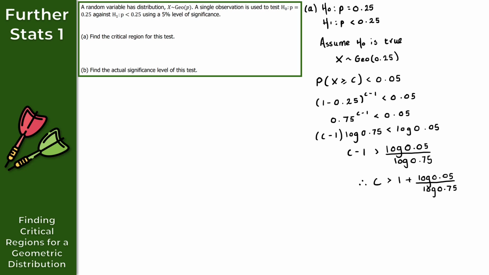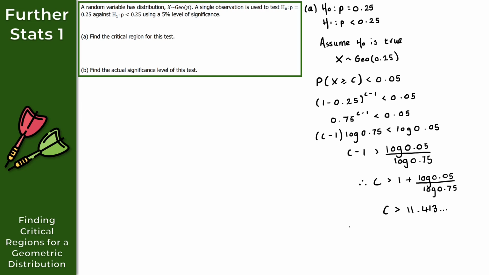So all you need to do now is just use your calculator. If you input this right-hand side correctly, you should find that c must be strictly greater than 11.413, and so on. So what we need to do now is round up to the next integer. Therefore, for the critical region, this is X greater than or equal to 12.